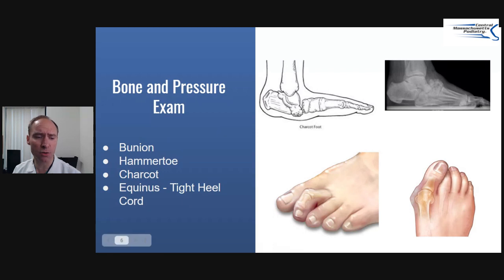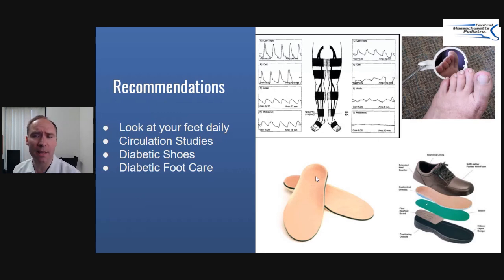And something that really contributes to it is a tight heel cord. You have to really be careful if you have this tight heel cord. This can really put more pressure in the middle of the foot and the rest of the foot and cause problems. And then basically there are different recommendations that we give our patients.